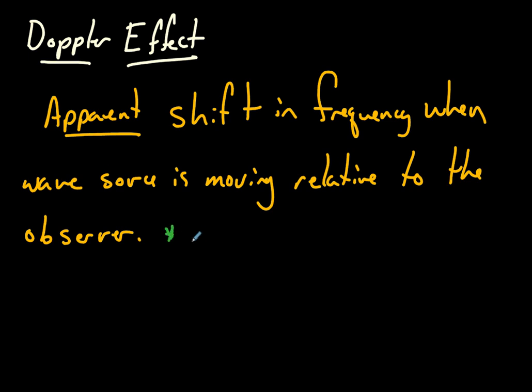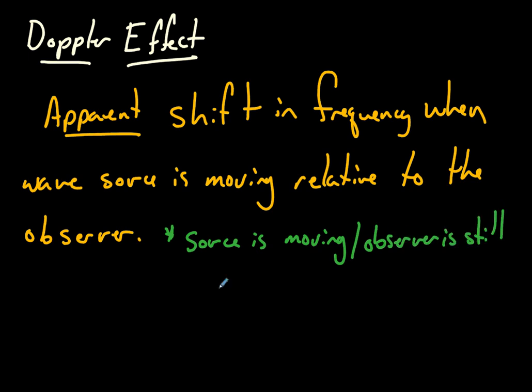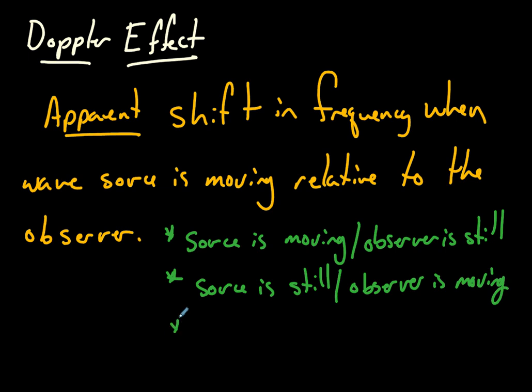Well, this could either mean that we could view it as the source is moving and the observer is still. And that's kind of what we'll do the math with. But you could also have the source being still and the observer is moving. Or they're both moving. Okay, and I guess that's what we mean by relative, right? A source and an observer are moving relative to each other.